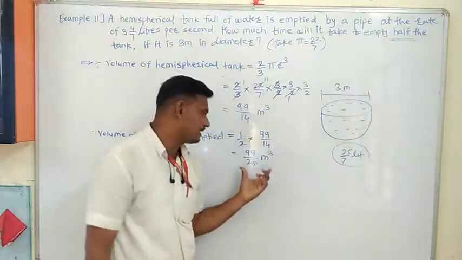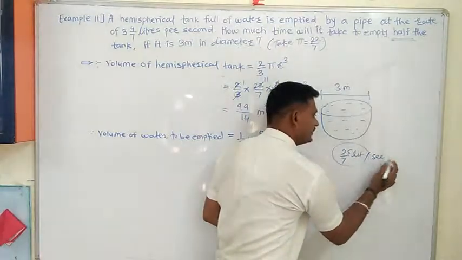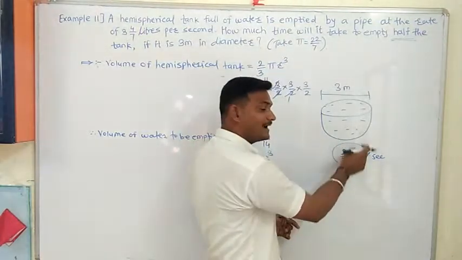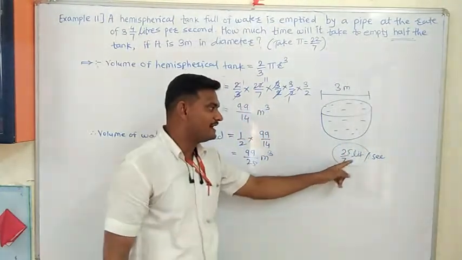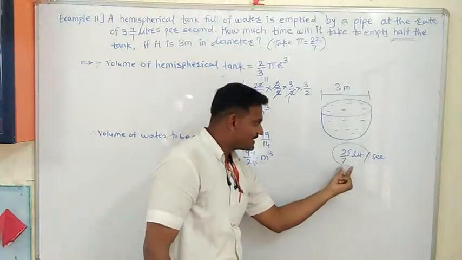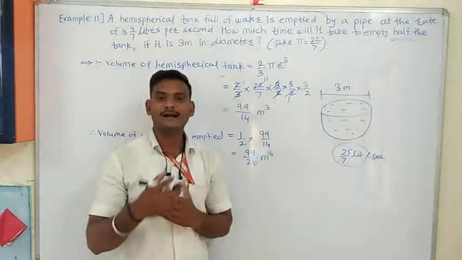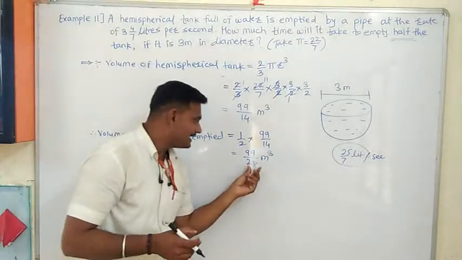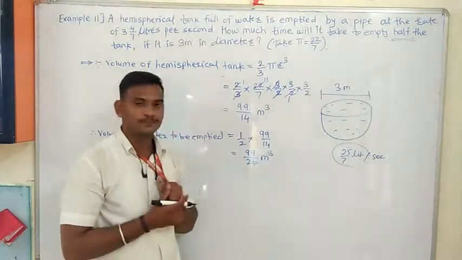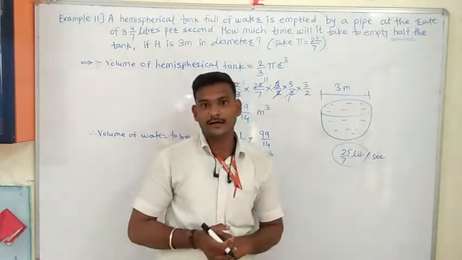But how much amount of water we have to empty? In 1 second, this much amount of water is emptied. That is 25 by 7 liter per second, means in 1 second, 25 by 7 liter water is emptied by that pipe. Then how much amount of water we have to empty here? That is 99 by 28 meter cube. Here unit is meter cube and here it is in the liter.